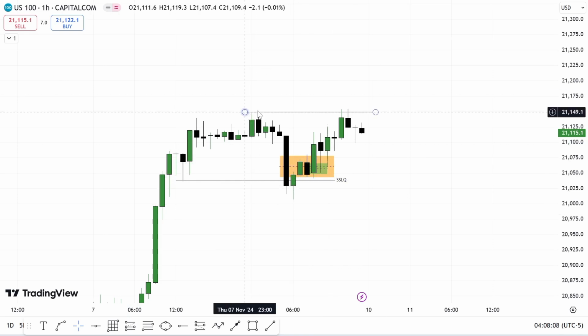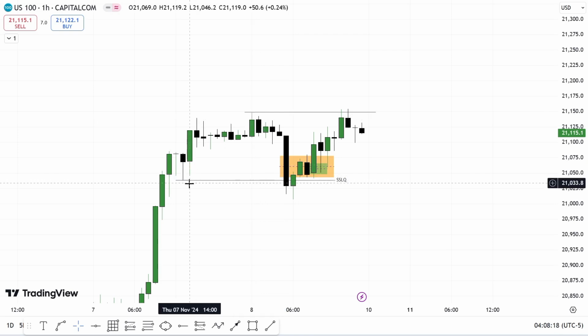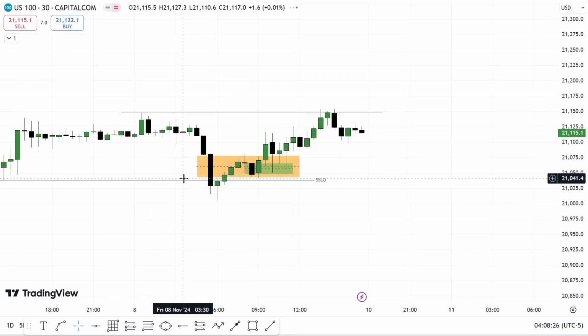Note we have this buy side liquidity here. This is a buy side liquidity even if I've not annotated it. For those new to the channel and new to the concept, every swing high is a buy side liquidity, then every swing low is a sell side liquidity. This sell side liquidity here is more obvious in the lower time frame. Let's go to the 30 minutes so you see clearly.